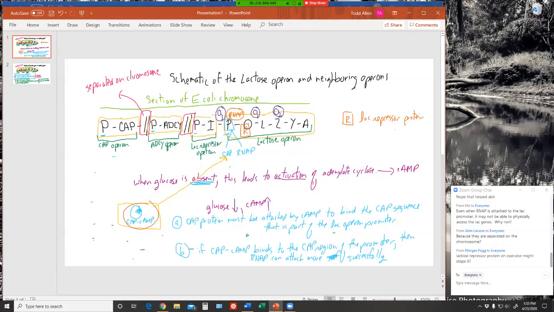So what is the ingenious way that Mother Nature decided we could remove the LAC repressor protein from the operator? Do you know? How do we remove the LAC repressor protein from the operator? What's going to be the thing that makes that possible?